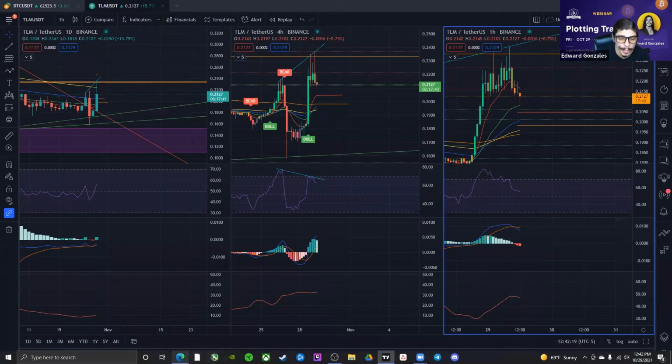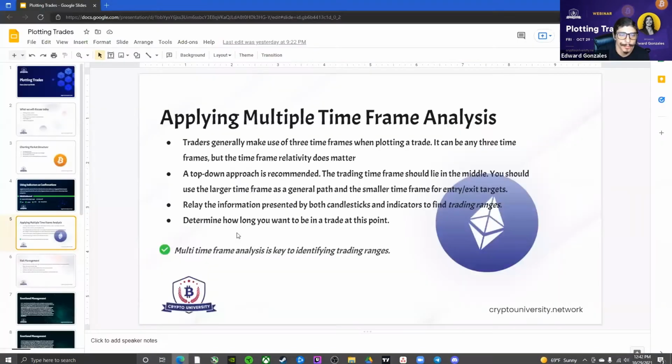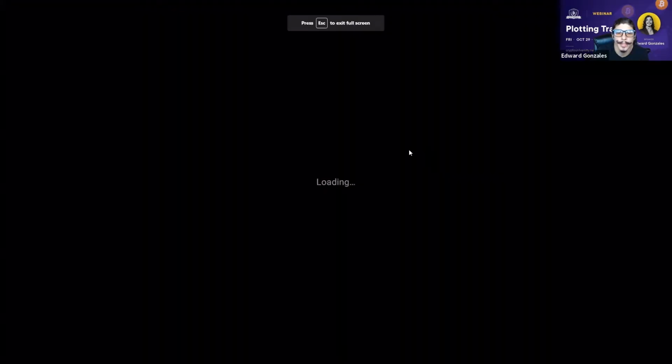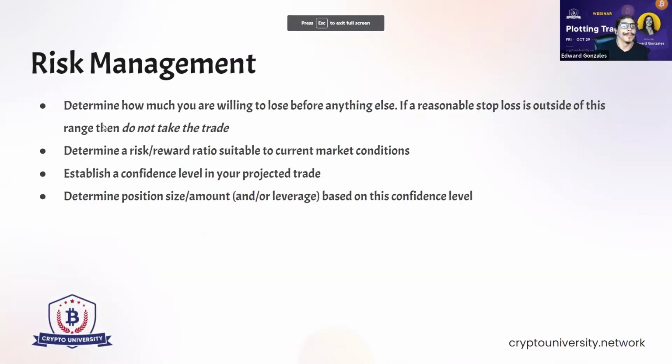So let us move forward, right? Multi-time frame analysis, key to identifying trading ranges. I just showed you guys that trading ranges line up differently across multiple time frames. So risk management. All right, guys, we're almost done. This is an important part. Determine how much you're willing to lose before anything else. If a reasonable stop loss is outside of this range, then do not take the trade. What do I mean by this?